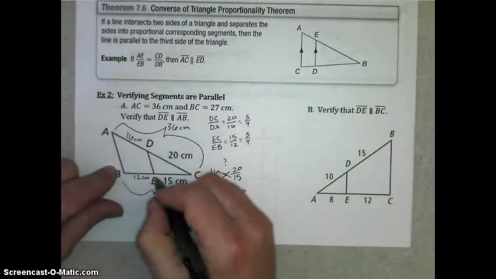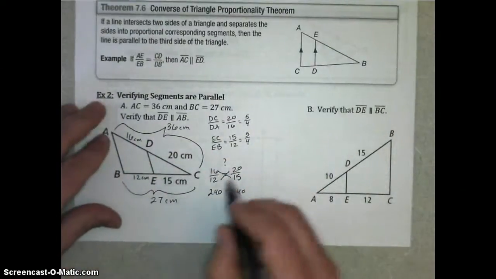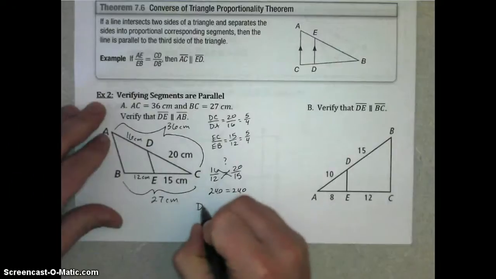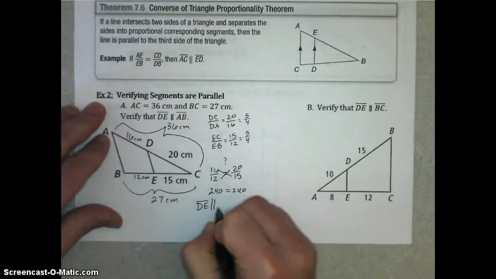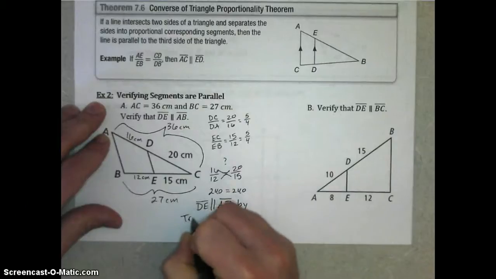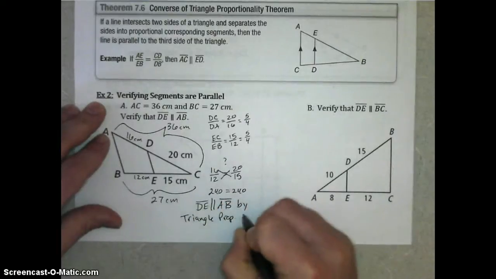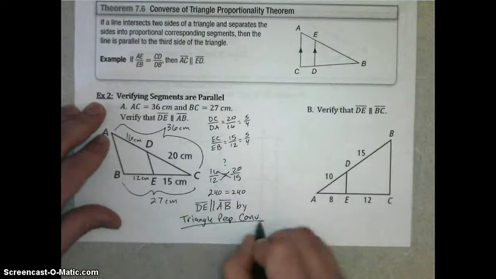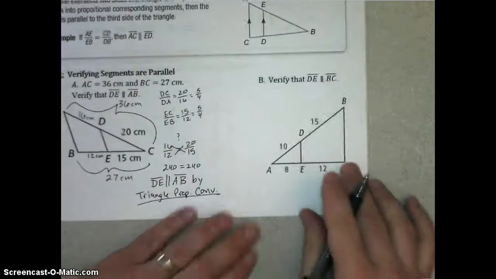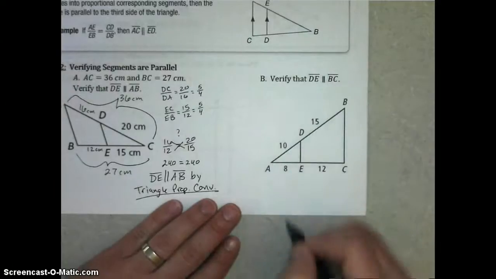Since DE cuts AC and BC into proportional segments, DE is parallel to AB by the triangle proportionality converse. Okay? So to verify, again, you just want to check proportionality of these segments that you're given.